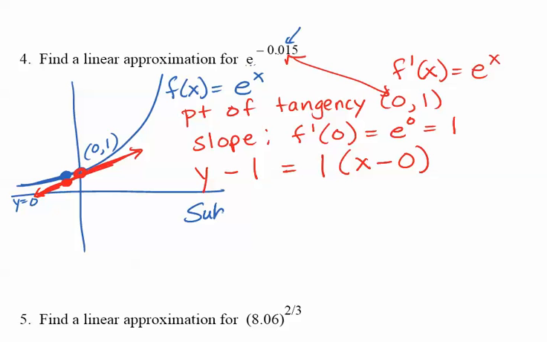So now we're going to substitute into the tangent line. We don't really want that. We really wanted the blue point on the e to the x curve, but the red point on the tangent line will serve our purposes.